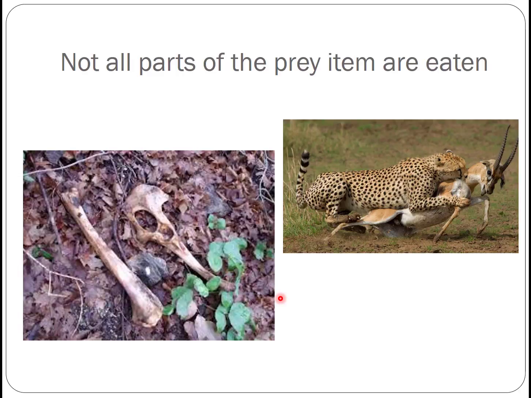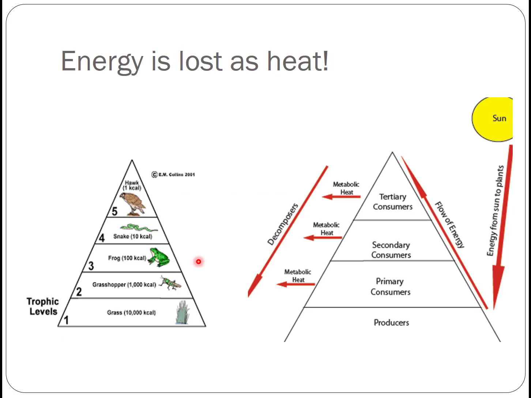Well, why is the energy lost? It's not only lost as heat, it's also lost in that predators do not eat all of the prey items. The bones and the skin and the horns are often not eaten or digested. That energy then does not move up into the next trophic level. So energy is lost because not all of the body parts of a prey item can be consumed or digested.